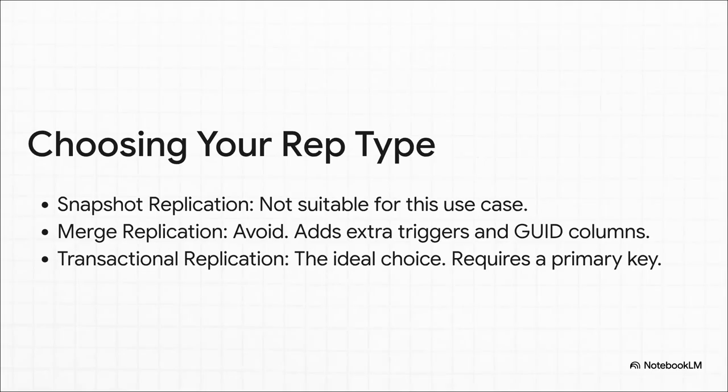First things first, you got to pick the right kind of replication. Right off the bat, snapshot replication, not going to work for this. Merge replication, you want to avoid that one too, because it adds extra triggers and columns to your tables, which is just messy. That leaves us with the perfect choice for this job, transactional replication. There is one little catch though. Your tables have to have a primary key, but most well-designed tables do, so that's usually not a big deal.